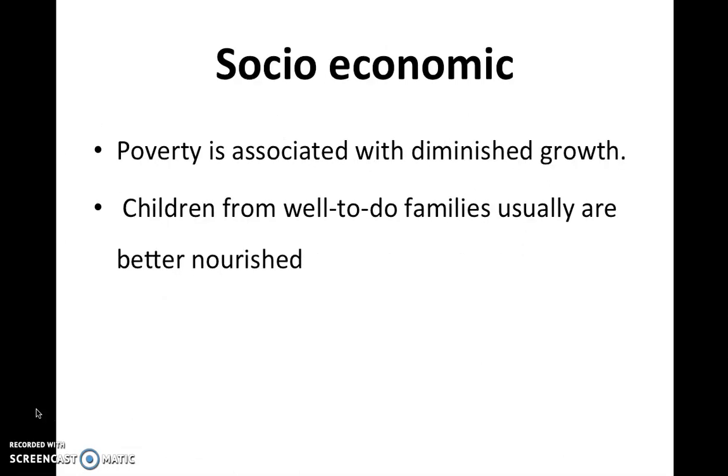Next factor is the socio-economic factor. So poverty is associated with diminished growth, and children from well-to-do families usually are better nourished and they will be having better growth and development compared to unprivileged children.